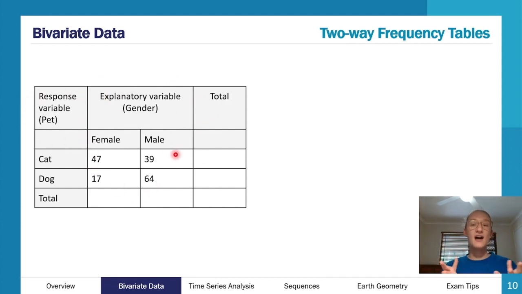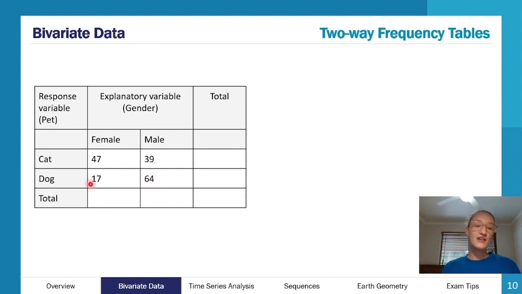And here we have some data that's been neatly arranged in a two-way frequency table so that we can start to see if we think that may or may not be accurate. We can see that out of the females we interviewed, 47 preferred cats, 17 preferred dogs, and out of the males in this imaginary sample, 39 preferred cats, and 64 males preferred dogs.